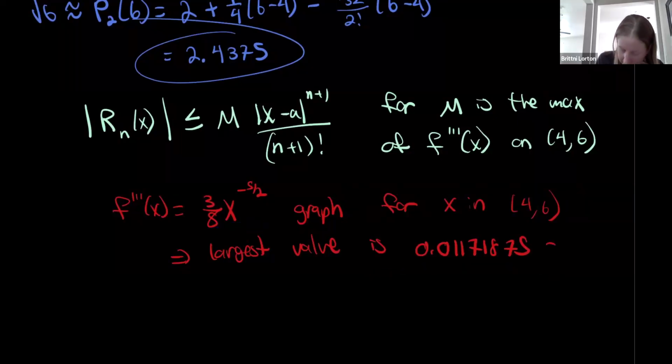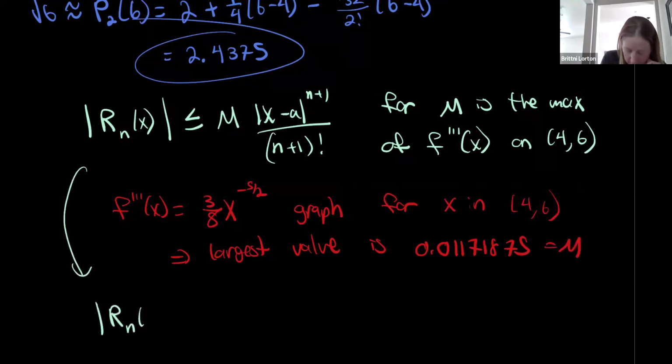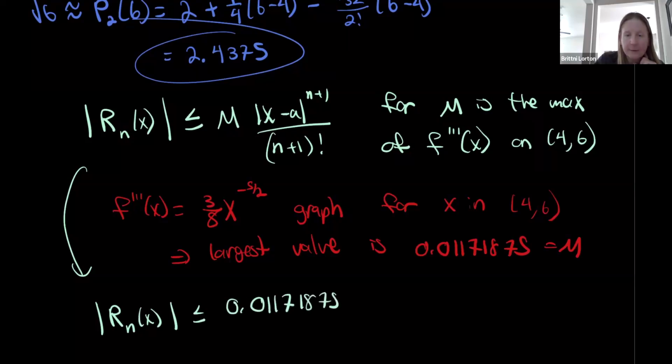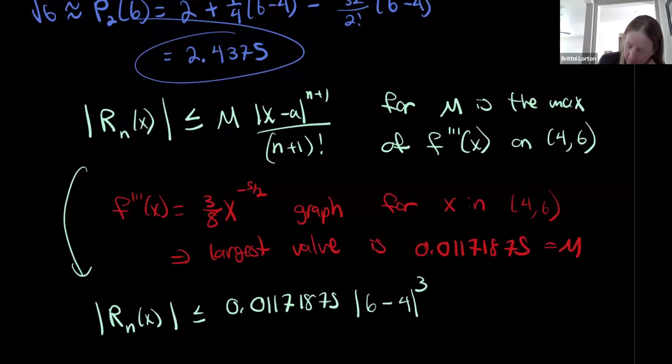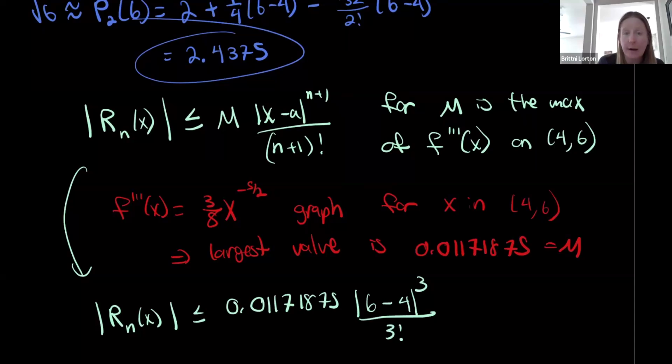So that means this is your M. Then you have everything that you need. So that means that the bound on my remainder is going to be less than or equal to 0.01171875 times (x minus a) cubed, because this is n plus 1, so one higher than the second order Taylor polynomial that I just did, over 3 factorial, where x was 6, that's what I was estimating, and a was still the center, so a was 4.